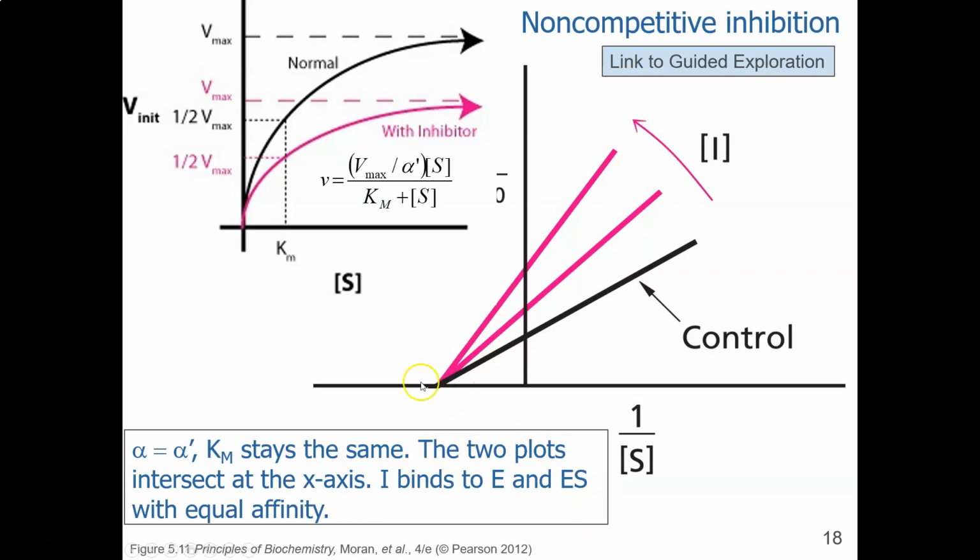So when that happens, that's the appearance of your graph. The lines will meet at the x-axis. And then this is what the plot looks like. So when you do the 1/2 Vmax here and the 1/2 Vmax here, then you see that the Km doesn't change.